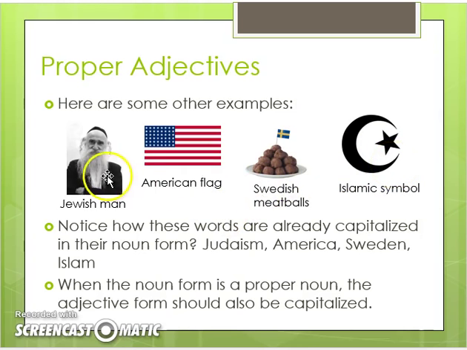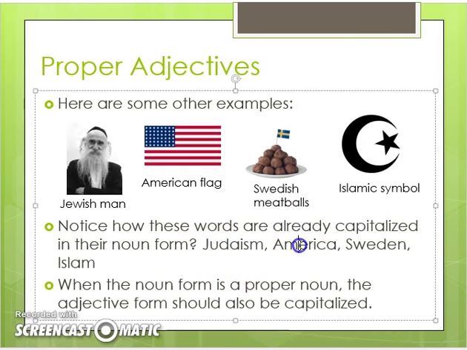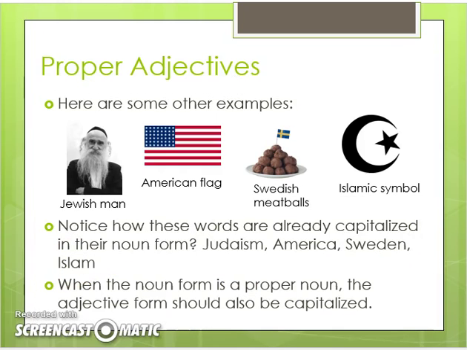So anytime you have a nationality, a religion, or a background where it's a formal name, or it comes from a word like Judaism, America, Sweden, Islam, we want to always capitalize them, whether they're used as adjectives, proper adjectives, or just used alone. We want to keep them capitalized.